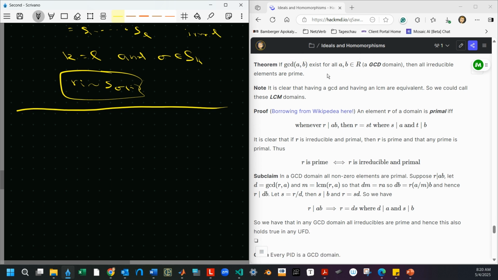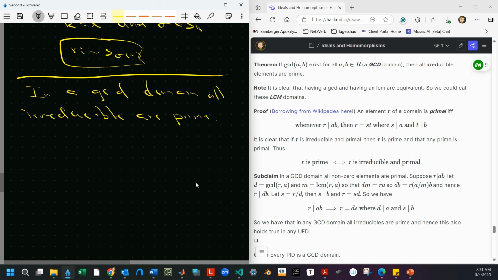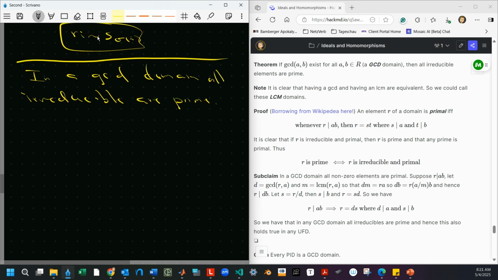So the theorem is that if we have a GCD of A and B, then all irreducible elements are prime. So in particular, if I'm in a GCD domain, all irreducibles are prime. Okay, and then I'm going to show that a UFD is a GCD domain. I guess that's the thing that we're going to do. And so then we'll have that irreducible and prime are the same in a UFD.